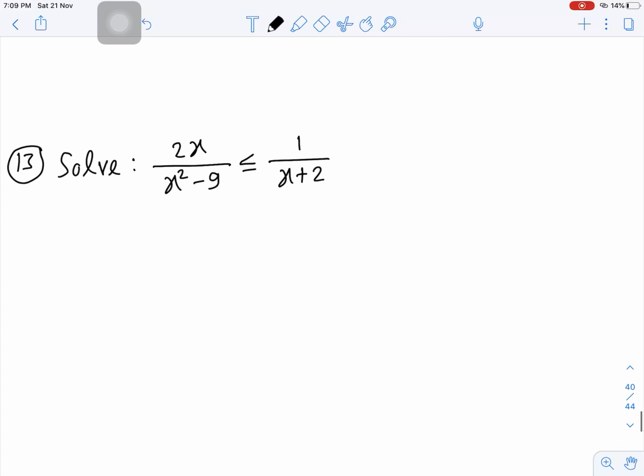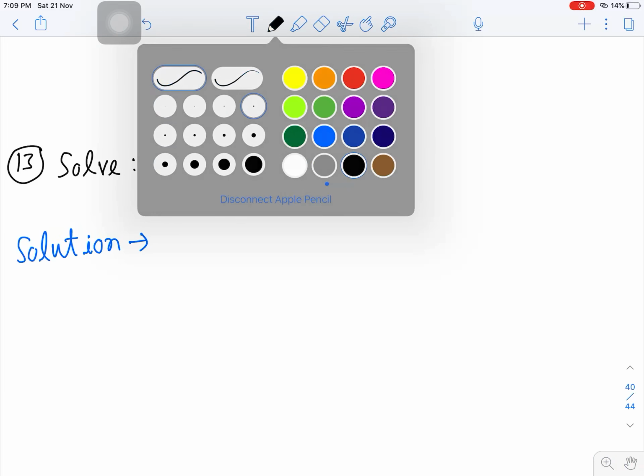Okay, then we'll discuss question number 13. We have to solve 2x by x square minus 9 that is less than equal to 1 by x plus 2. So again it is similar to the previous question. We need to transpose both the terms to one side. So we'll transpose 1 by x plus 2 to the left hand side.